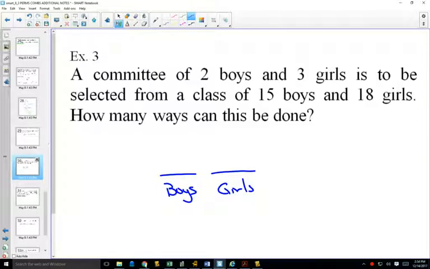I have 15 boys. I need to choose 2 of them. I have 18 girls. I need to choose 3 of them. Do I multiply in between or do I add? I hear multiply and add at the same time.